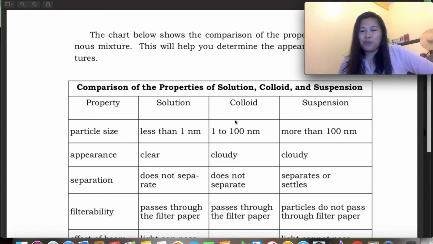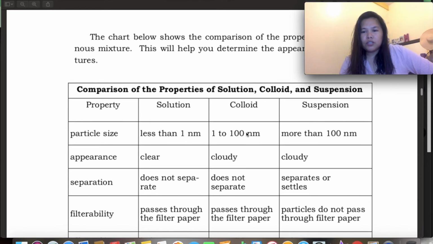Compare mo lang yung value of numbers there. So, 1 to 100 is the big interval of numbers. So, the suspension is more than 100 nanometers. Okay, kasi suspension talaga, halatang makikita mo, hindi naman makikita kasi nano pa siya.